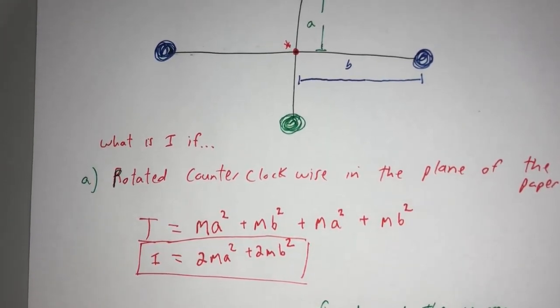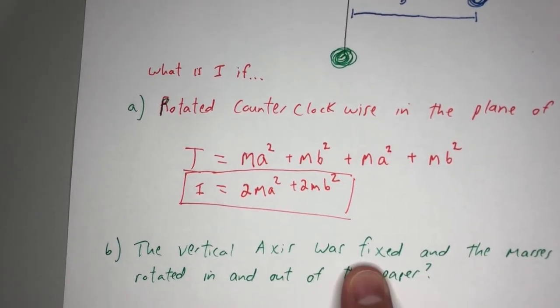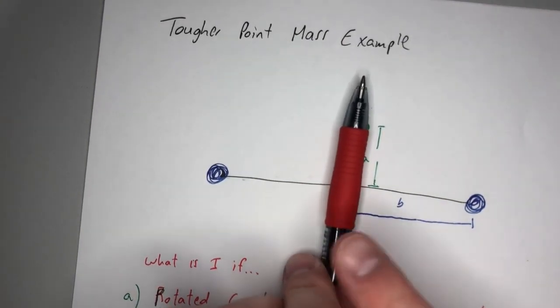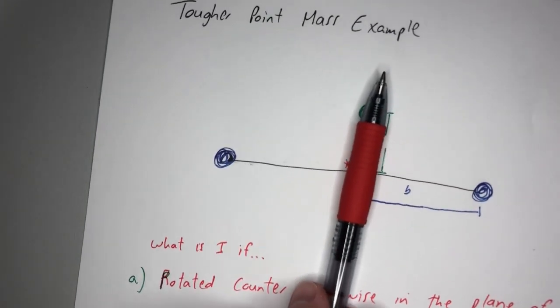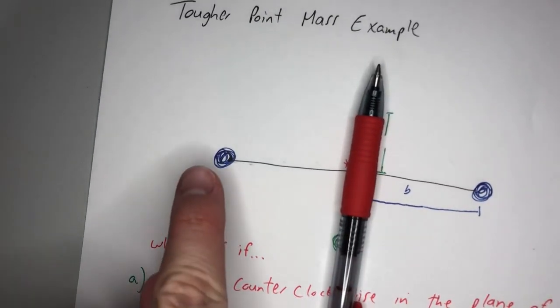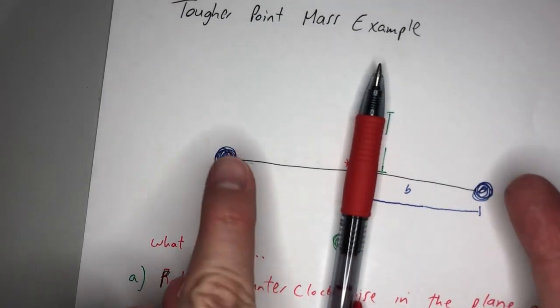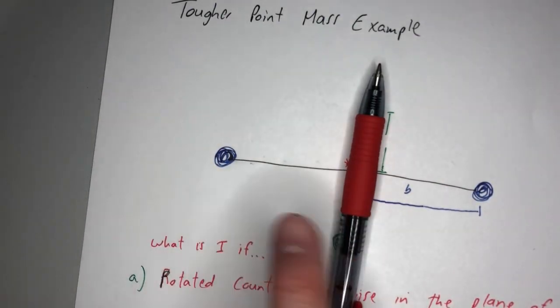Now, the question can change a little bit. Part B says, what's the moment of inertia if the vertical axis was fixed? So instead of this point being fixed, what happens if you fix this axis right here, and instead of rotating in the plane of the paper, you rotate this mass and this mass, and can you picture it going in and out of the plane of the paper? This one would come out of the paper, this one would go in, and then eventually it would come back around just like this.